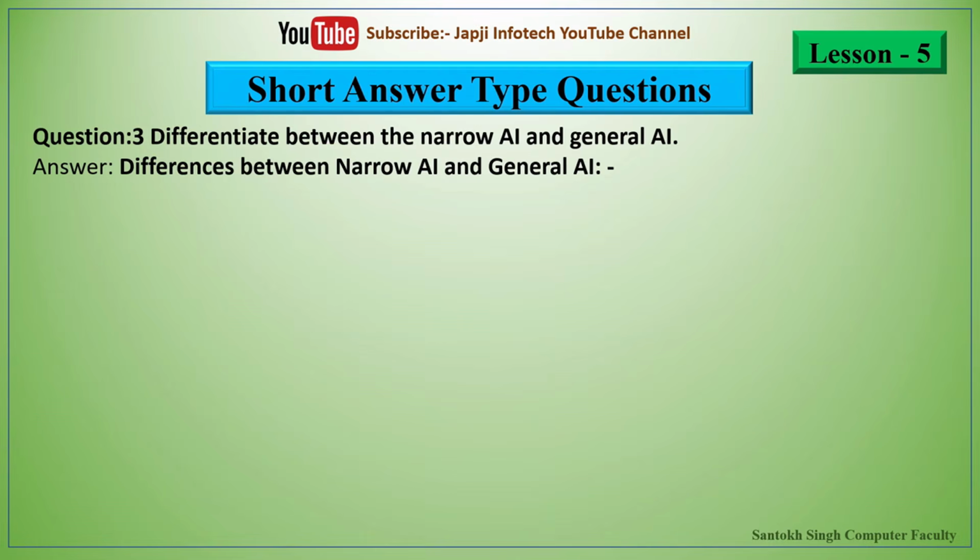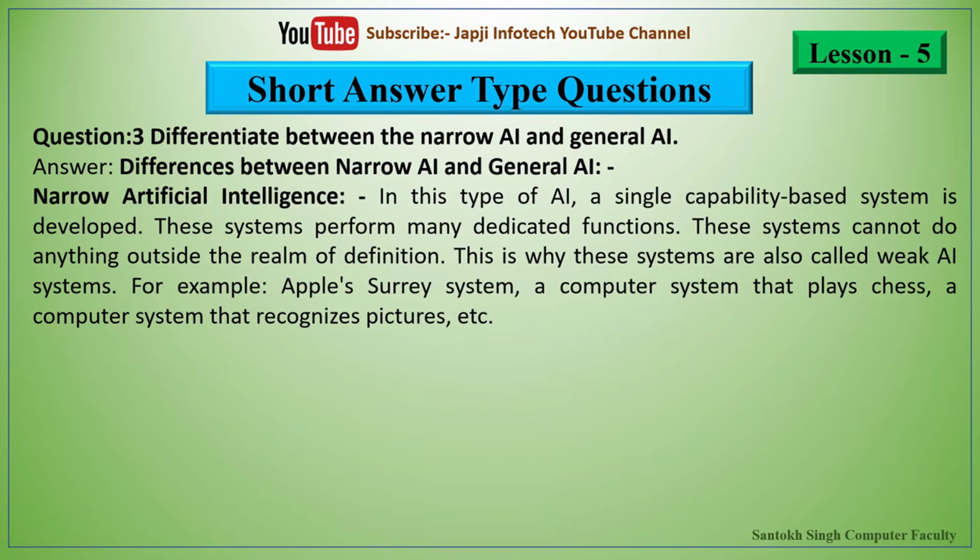The third question is, differentiate between narrow artificial intelligence and general artificial intelligence. So the difference between narrow AI and general AI is, first of all, we will learn about narrow artificial intelligence. In this type of artificial intelligence, a single capability-based system is developed. This system performs dedicated functions. This system cannot do anything outside the realm of its definition. This is why these systems are also called weak artificial intelligence systems. For example, Apple's Siri system, a computer system that plays chess, a computer system that recognizes pictures, etc.